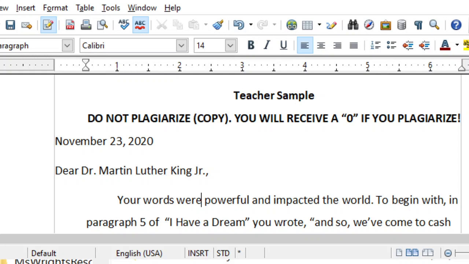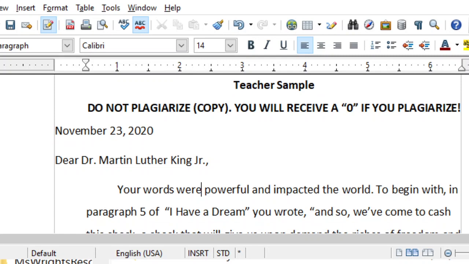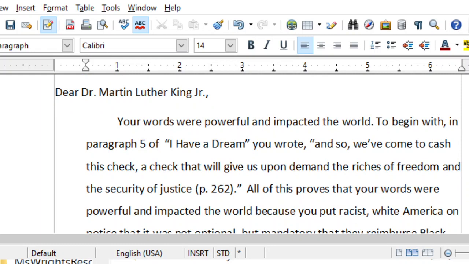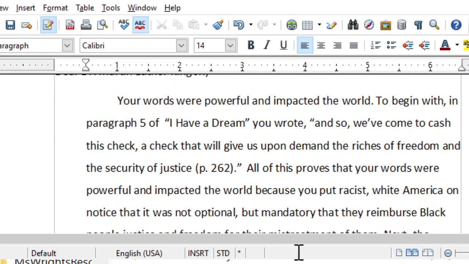In this paragraph, you're going to prove to me how Dr. King's words in his I Have a Dream speech were powerful and impacted the world. All right. To begin with, in paragraph 5 of I Have a Dream, you wrote, and so we've come to cash this check, a check that will give us upon demand the riches of freedom and the security of justice. So I put the page number where you can find this sentence.